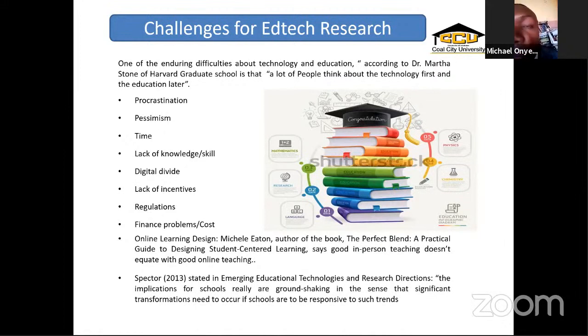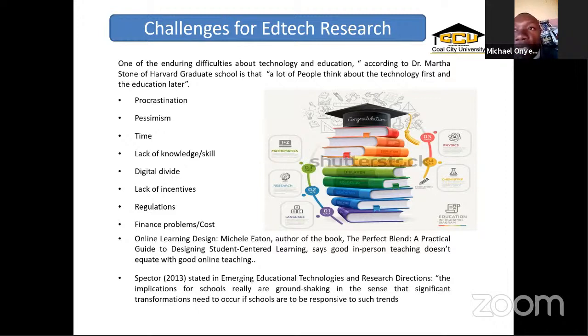Then pessimism. Pessimism is another challenge. People, before going into anything, have already concluded that they are not going to make it, that they will not excel. So that becomes a challenge. So whenever you want to go into education technology research, you need to be optimistic. You need to be optimistic. You need to be positive.